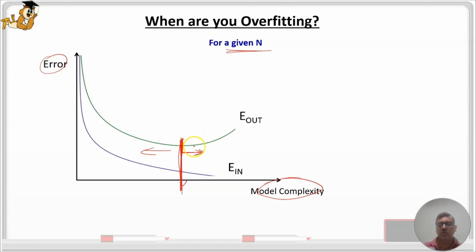There are practical ways where you can set aside a part of your training data as validation data, and you can estimate Eout on the basis of how your model is performing on the validation data, and that will tell you where you start overfitting. Okay. So there is a way in which you can determine where overfitting is kicking in. It's no longer vague, high, low, etc. But you can get a concrete idea of the model complexity beyond which your overfitting kicks in. Okay, this is happening for a given n.